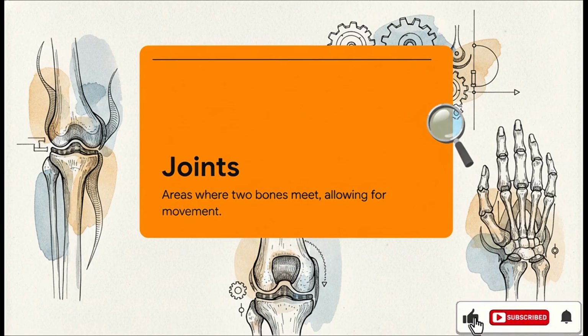A joint is simply the area where two bones meet. Think of your elbows, your knees, or your knuckles. If our skeleton was totally solid, we'd be frozen in place like a statue. Joints are those absolutely vital meeting points that give our rigid framework the ability to bend, twist, and walk.